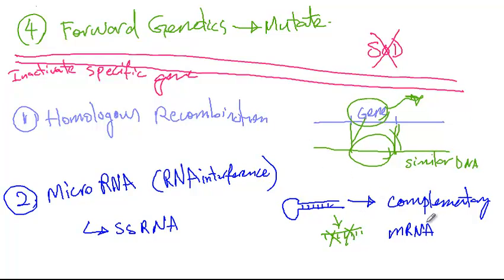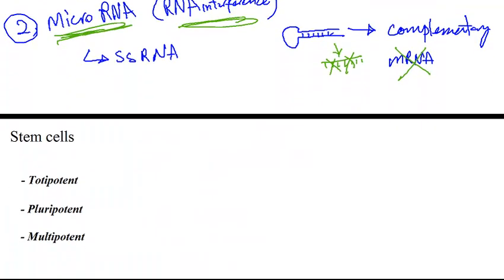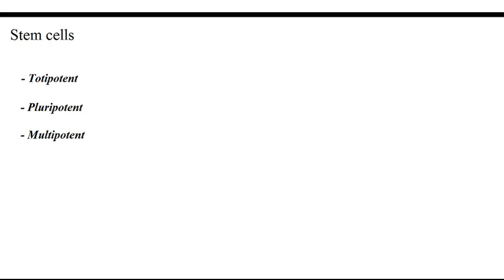And so therefore, since the mRNA cannot survive, there won't be any protein formation. And so now we can check the phenotype of this genetically modified organism and see how, by application of microRNA or RNA interference, the phenotype has been affected. All right, so that's one other way of finding out the gene function. Moving on to the next topic, which is the stem cells.